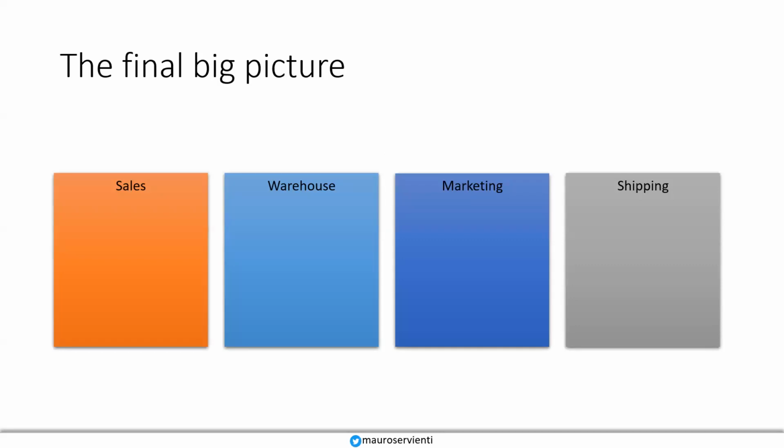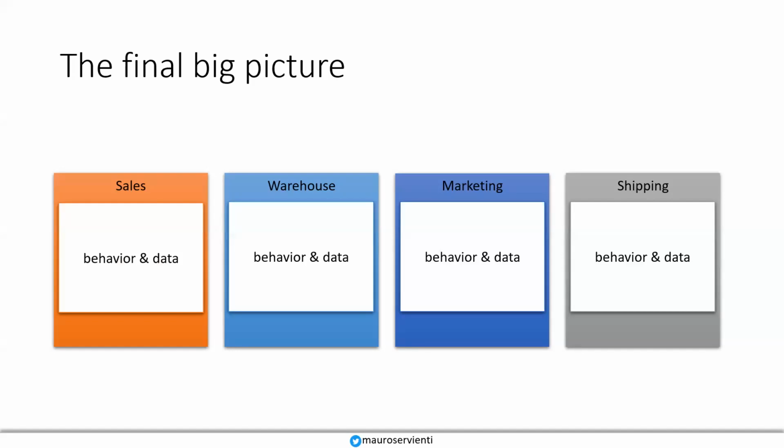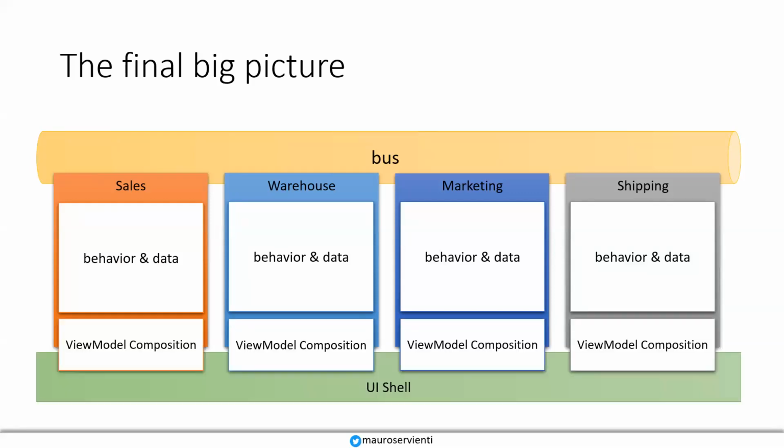The interesting thing is that now the final big picture looks like this. So we have services owning behavior and data. They can use a bus to talk to each other. They also own the view model composition that has a foot into the UI shell. So they own the full vertical slice.